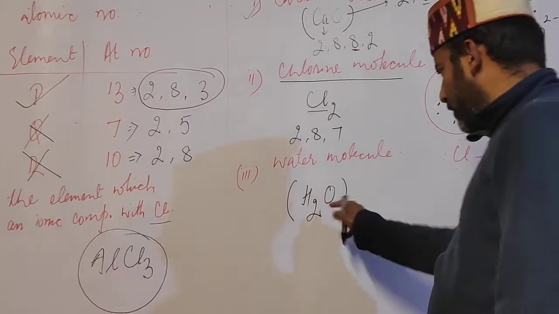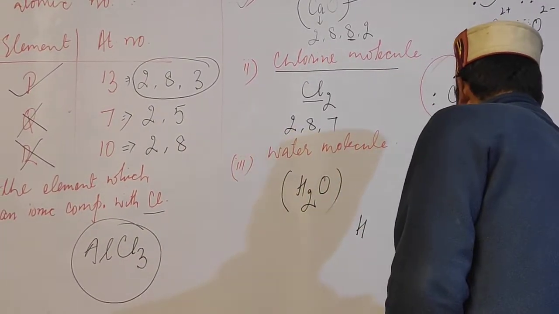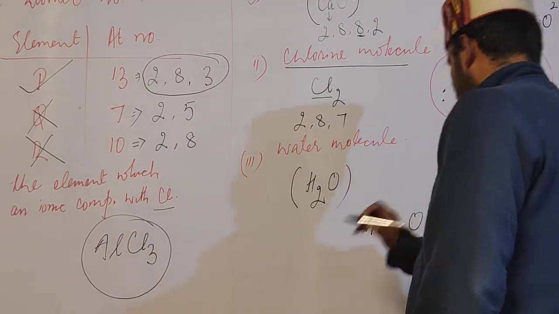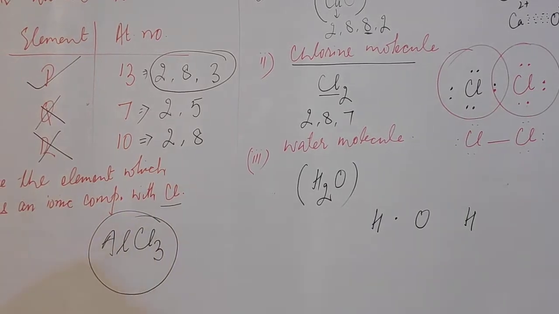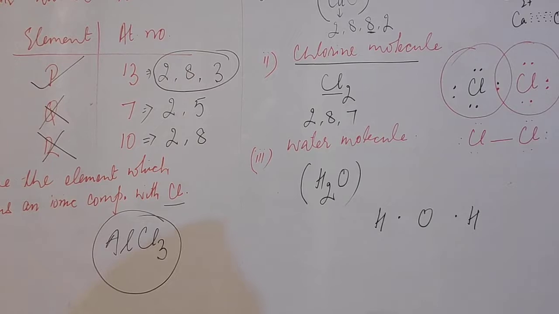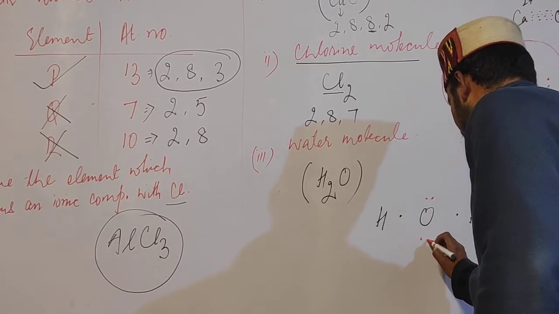The central atom here is oxygen, and the surrounding atoms are hydrogens. Hydrogen, we know, has 1 electron in the outermost shell. This hydrogen has 1. Oxygen has how many? 6 electrons in the valence shell.